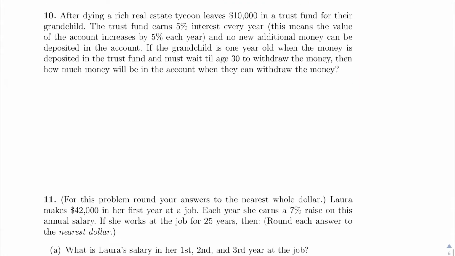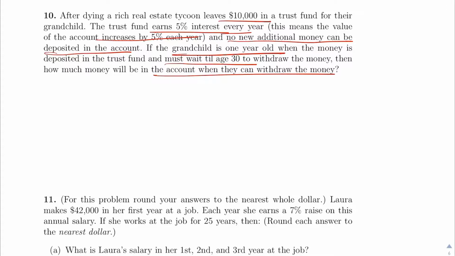After dying, a rich real estate tycoon needs $10,000 in a trust fund for their grandchild. The trust fund earns 5% interest each year. This means the value of the account increases by 5% each year, and no new additional money can be deposited in the account. If the grandchild is 1 year old when the money is deposited in the trust fund and must wait till 30 to withdraw the money, then how much money will be in the account when they can withdraw the money?